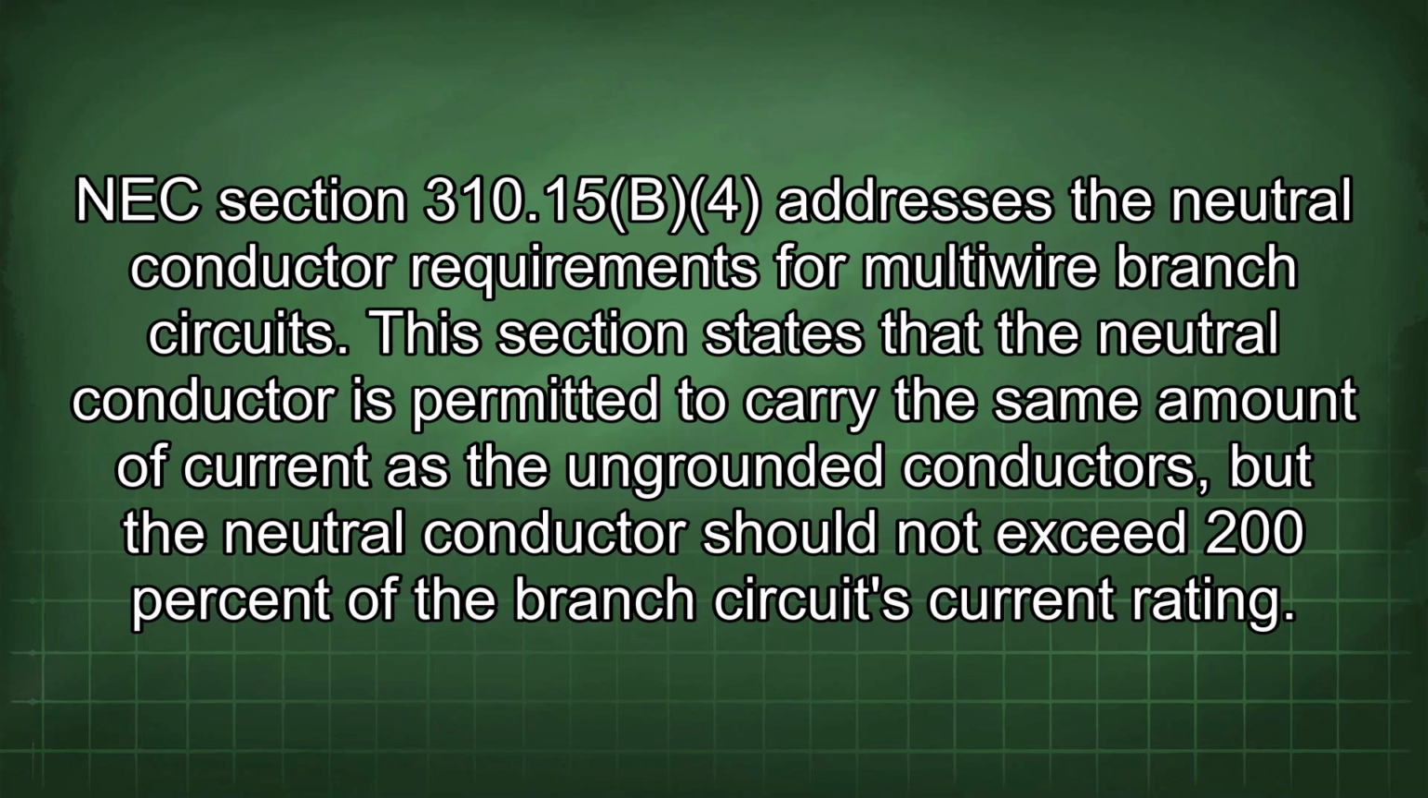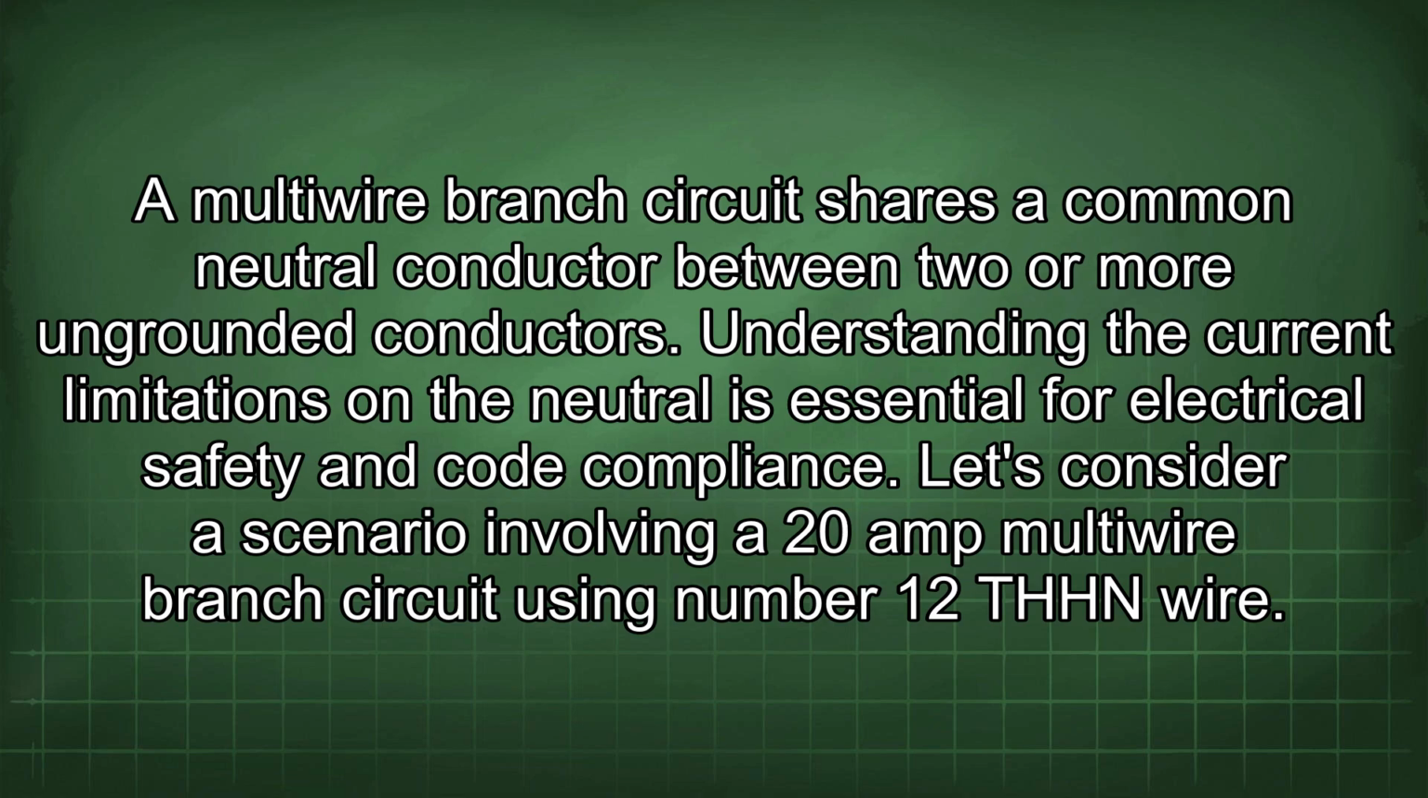NEC section 310.15(B)(4) addresses the neutral conductor requirements for multi-wire branch circuits. This section states that the neutral conductor is permitted to carry the same amount of current as the ungrounded conductors, but the neutral conductor should not exceed 200% of the branch circuit's current rating. A multi-wire branch circuit shares a common neutral conductor between two or more ungrounded conductors.